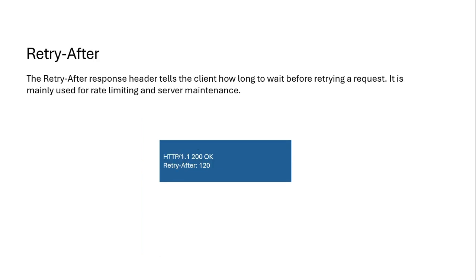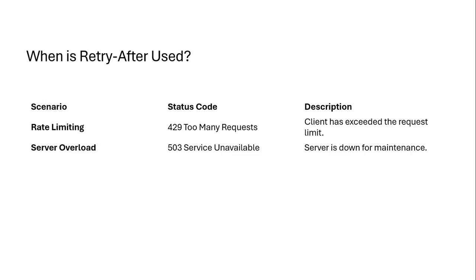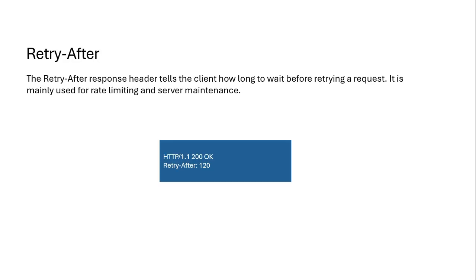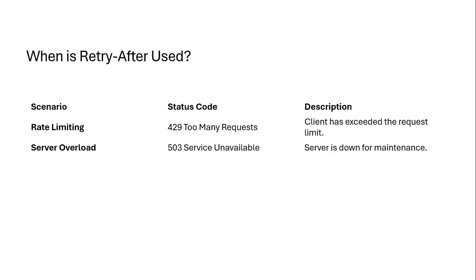Next is Retry-After. The Retry-After response header tells the client how long to wait before retrying the request. The client may have made the request too many times within a minute or so. It's mainly used for rate limiting and server maintenance. So when is Retry-After used? For example, for rate limiting, if the client has exceeded the allowed number of requests, or when the server is down. It can indicate after how many seconds you can retry. These are the two scenarios where the Retry-After header is used by the server.